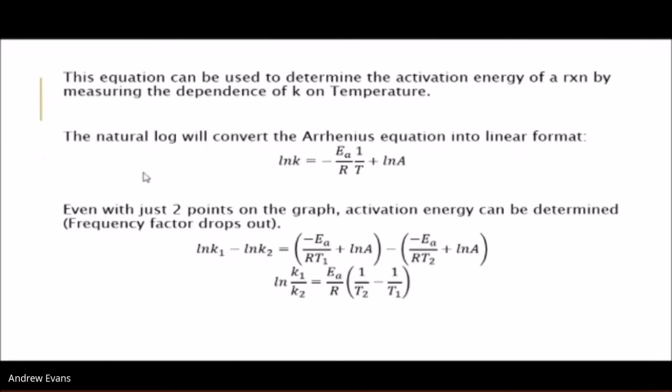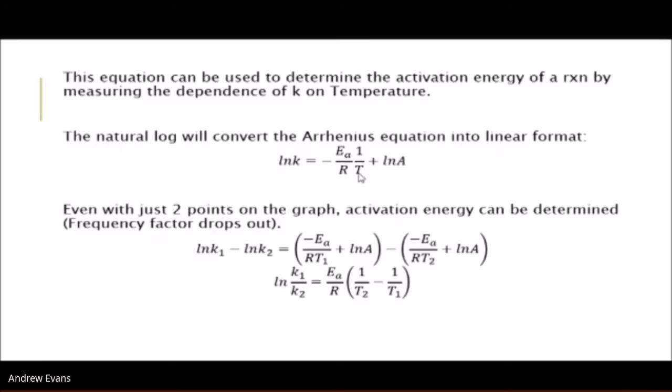Now, that one is kind of bulky and annoying to use. So what we, in fact, do is take the natural log of both sides to make this a little bit easier. The natural log of K gives us negative EA over R, which is a constant, times 1 over T, plus ln A. This becomes more like something we can plot: ln K being our y-axis, negative EA over R being our slope, 1 over T being our x-axis, and ln A being our y-intercept.